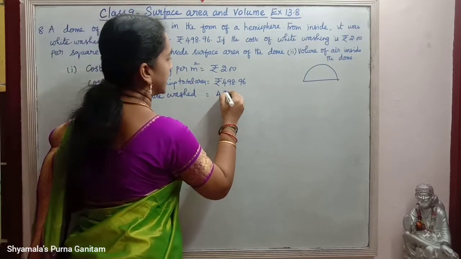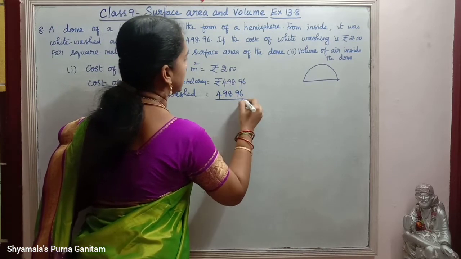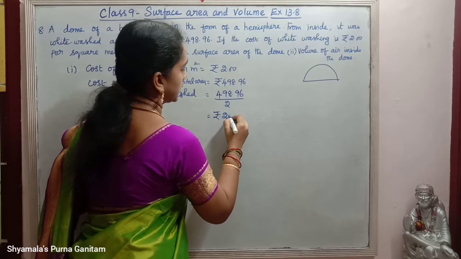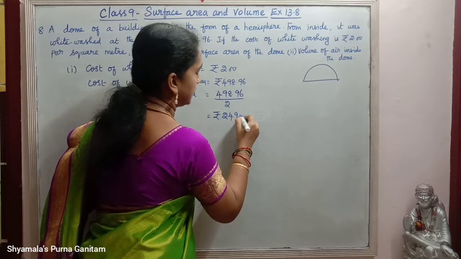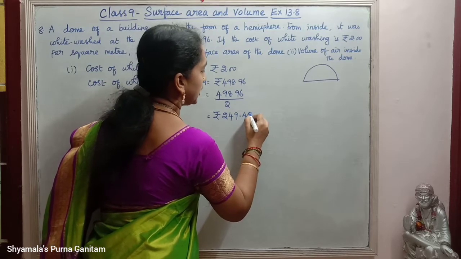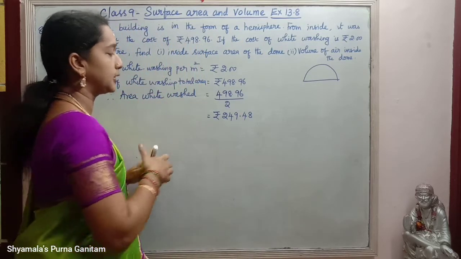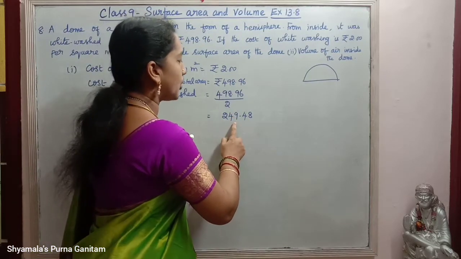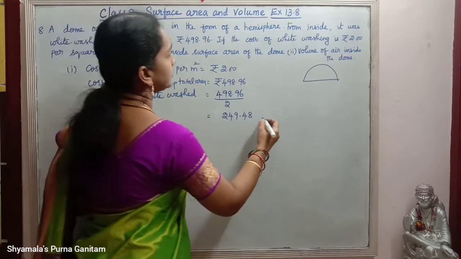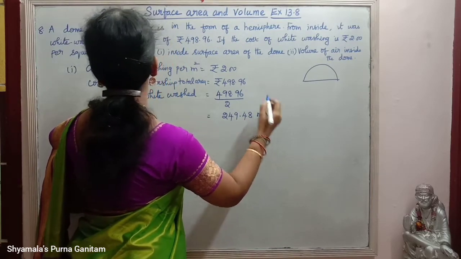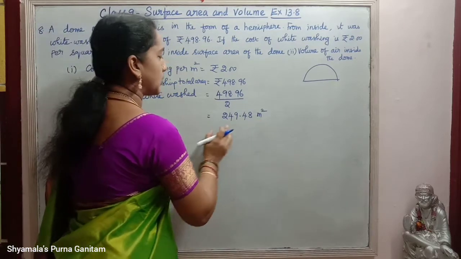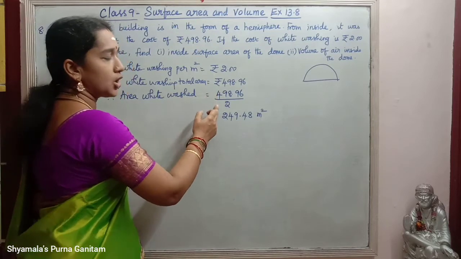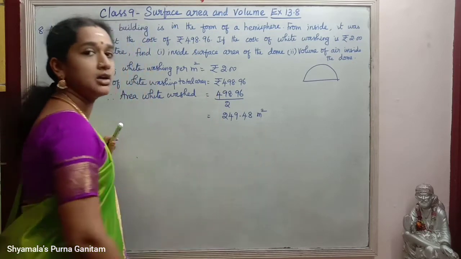So 498.96 divided by 2. When we simplify this, we will get 2 2s are 4, 2 4s are 8, 2 9s are 18, point, 2 4s are 8, 2 8s are 16, 249.48. It is not rupees, this is the area whitewashed, 249.48 meter squared. So meter squared of area is whitewashed. Okay, so we divide the total cost by the cost per meter squared, and we will get the area whitewashed.